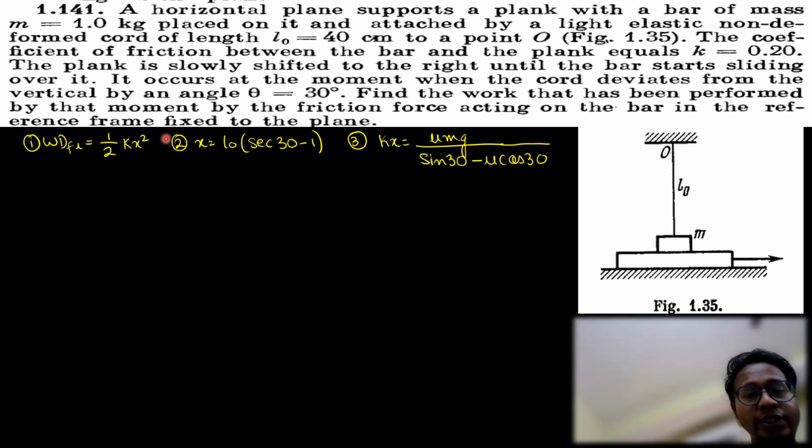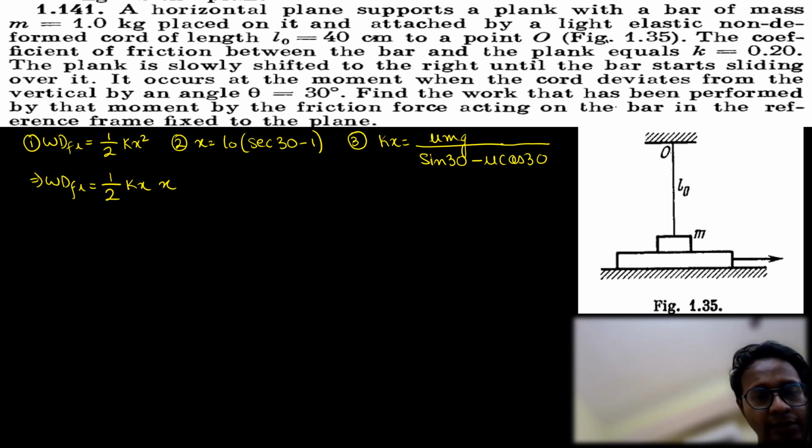Now these are the three equations I got from the last question. So to solve for half kx square, can I write work done by friction force? I can break down half kx square as half kx into x. What is the value of kx? Mu mg by sin 30 minus mu cos 30, so it is equal to half mu mg by sin 30 minus mu cos 30.